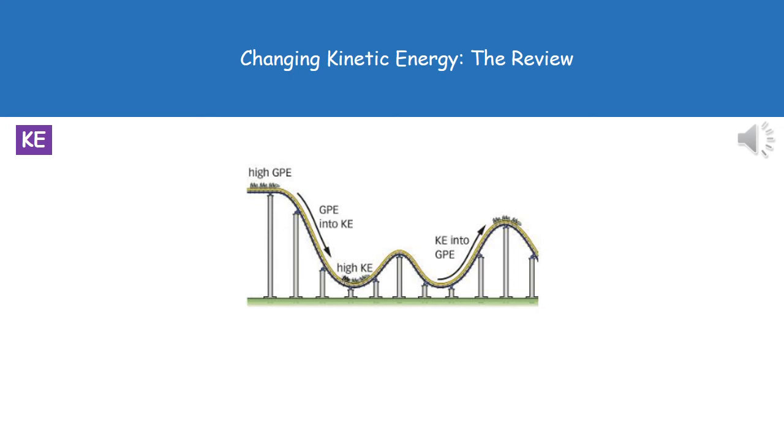As the roller coaster then starts to move down that first hill, that gravitational potential energy is converted into kinetic energy. So we're seeing our GPE decrease as the kinetic energy increases. When we get down to the bottom of that dip, we've got a very high kinetic energy because our gravitational potential energy is low because we're low down. Then as we start to go back up the slope, what we see is the kinetic energy is converted back into gravitational potential energy, and so on along the track.